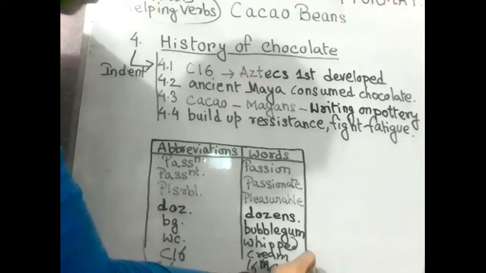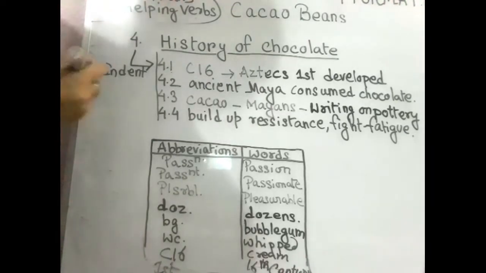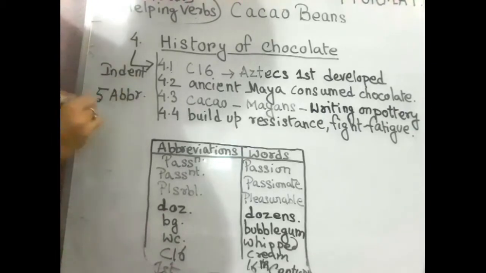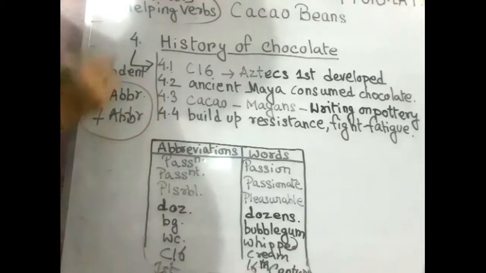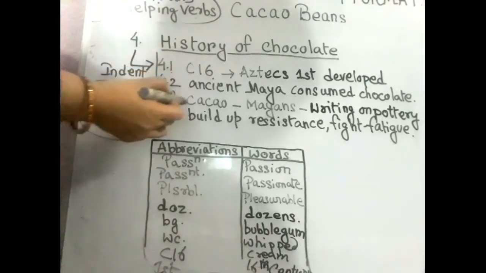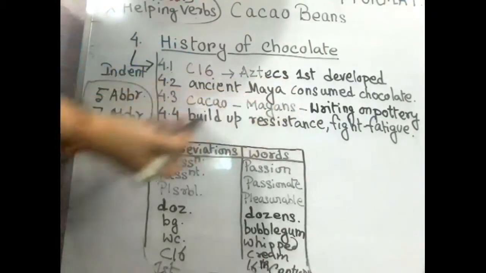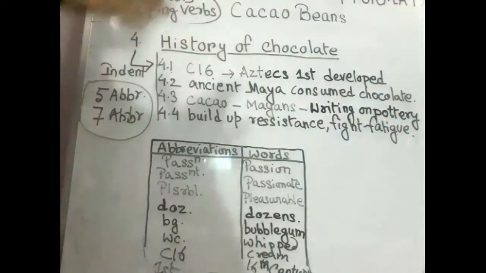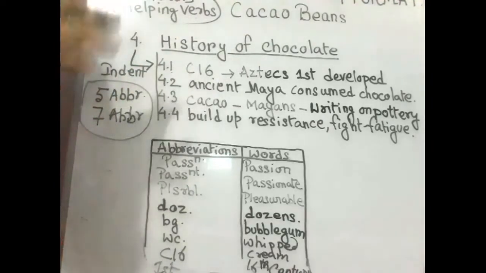So as I have used many abbreviations, but I have to say you one thing, that you can use minimum 5 abbreviations, and maximum 7 abbreviations you can use. Understood? Not more than that. So 4.3 is cacao, mayans, writing on pottery. Okay, you can use arrow symbols also to make it short. Then build up, resistance, fight, fatigue. So this is the way to write or to make notes of a particular paragraph.